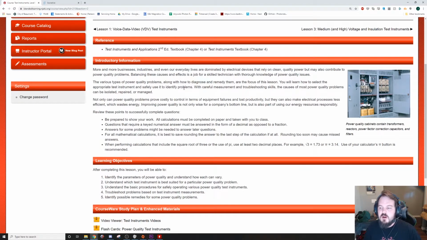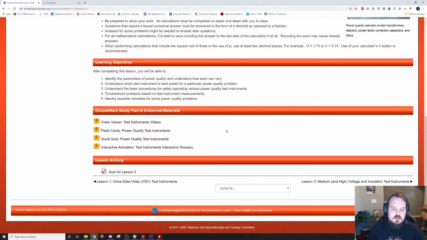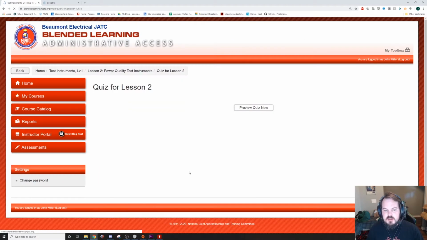Okay, here we are with lesson two, power quality test instruments. All the answers for this lesson will be found in chapter four of your test instruments and applications textbook. You should do the quiz in the Blended Learning website, and I will be going over the Socrative that was assigned to you.